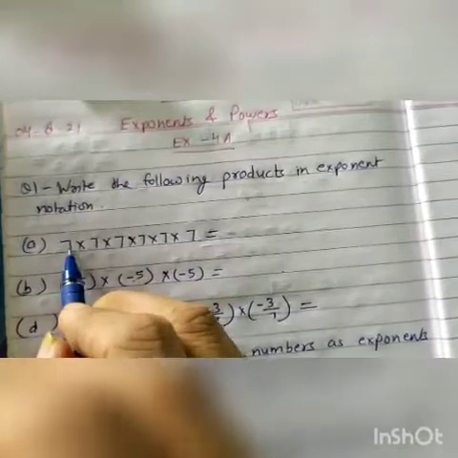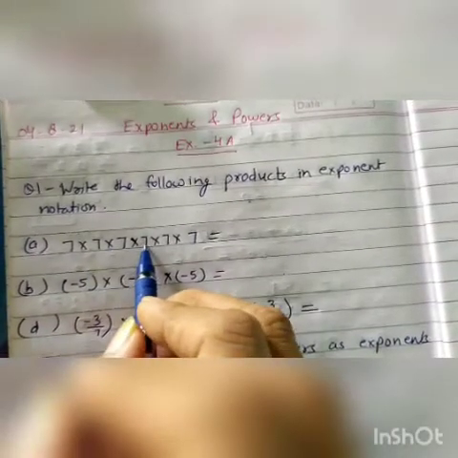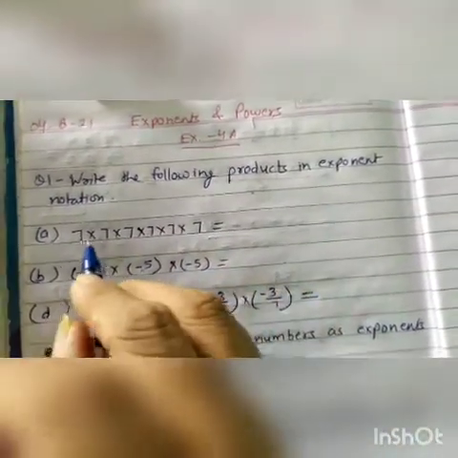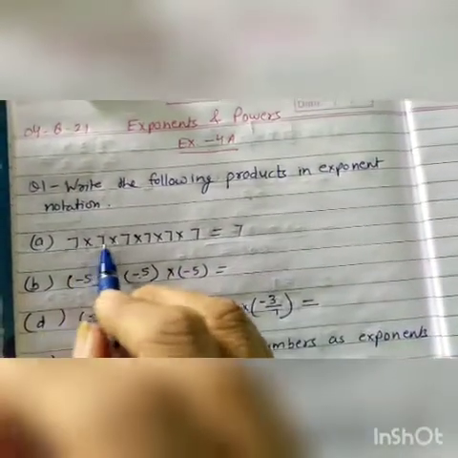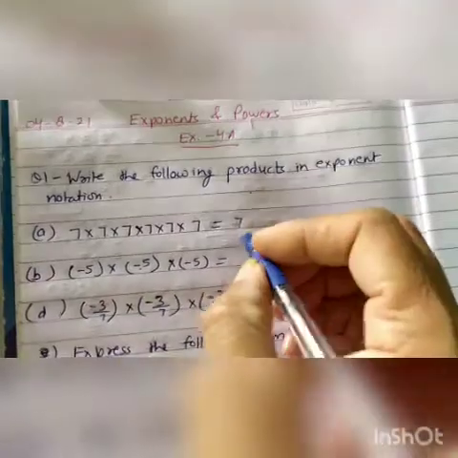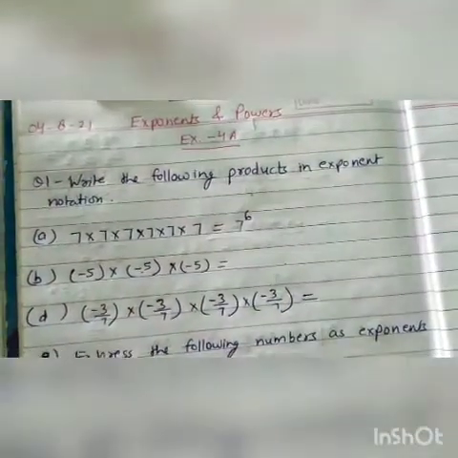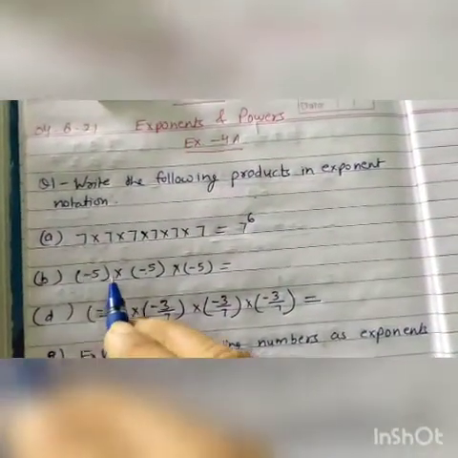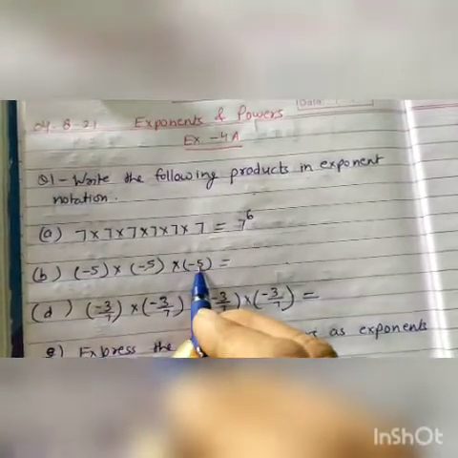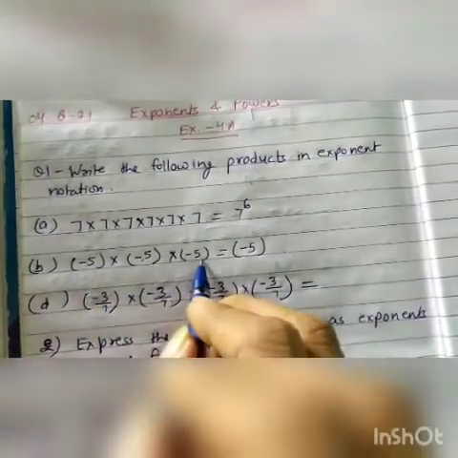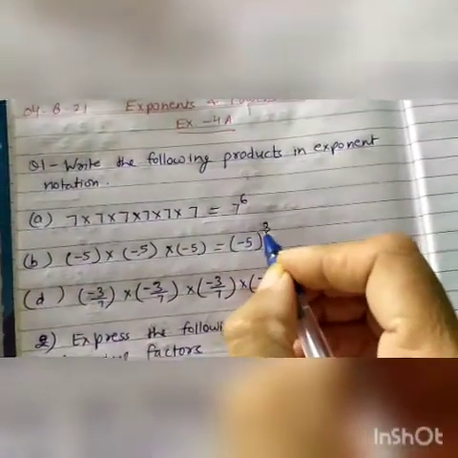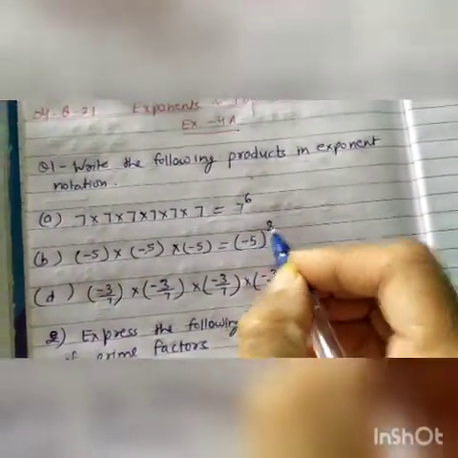Here it is given 7 into 7 into 7 into 7 into 7 into 7. We will write it as 7 power. How many times is 7 given? 1, 2, 3, 4, 5, 6. It will be written as 7 power 6. Then B part, minus 5 into minus 5 into minus 5. What is the number? The number is minus 5. How many times is it given? 3 times. We will write it as minus 5 power 3.